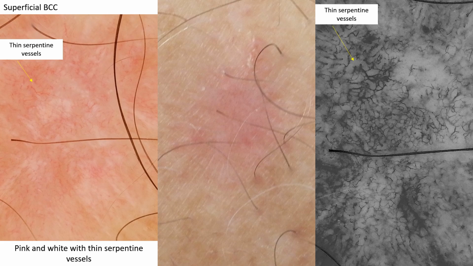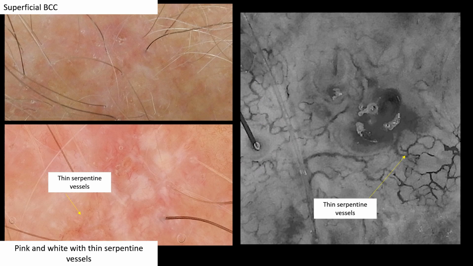In this particular case, clinically, very difficult. Dermoscopically, there's some suggestions of some fine vessels, and there are areas of pink and white. However, in the near ultraviolet light mode, we see these thick serpentine vessels, which clinches our diagnosis of a superficial basal cell carcinoma.